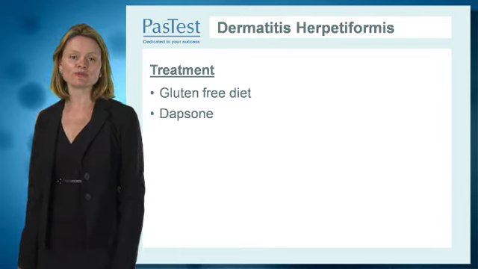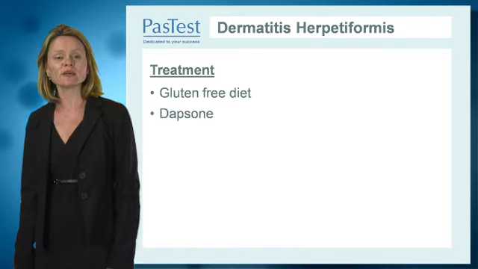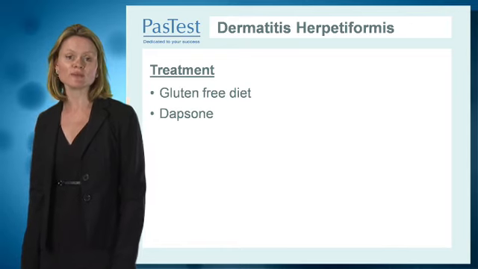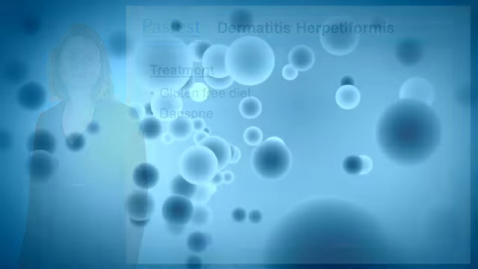Now sometimes a question may say, what is the best initial treatment to get rapid resolution of the skin lesions in dermatitis herpetiformis? Well, a gluten-free diet is important, but it's going to be slow to help the resolution of the skin lesions, whereas dapsone will be the quickest. So if you were asked that question, which is the most important initial treatment, then it would be dapsone.